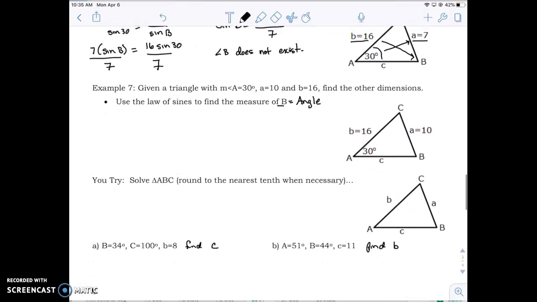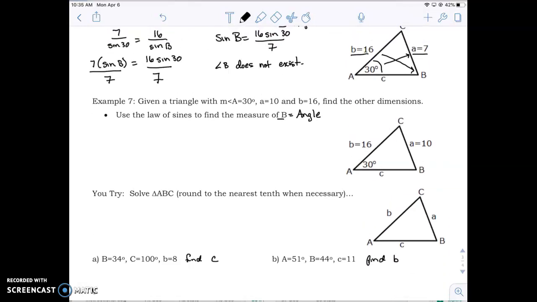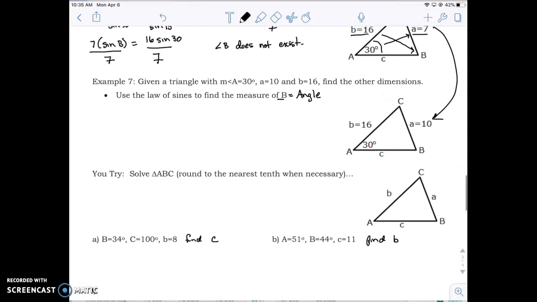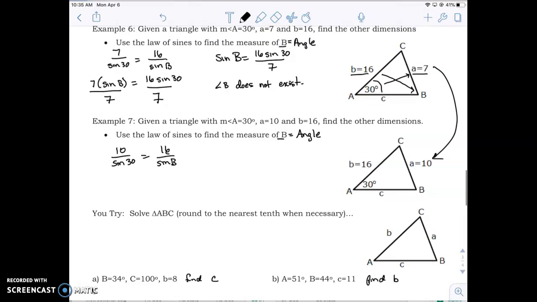Let's look at example 7. I want you to look at that. Yeah, check it out. It's the same triangle. What's different? The A value is different. Cool. Okay. So what do we got? We got 10 over sine 30 is 16 over sine B. I'm going to skip to the end. I know I'm going to have sine B by itself. I know I'm going to have 16 sine 30 on the top because that was the same as the other one. And then I'm going to divide that by 10. That looks better.